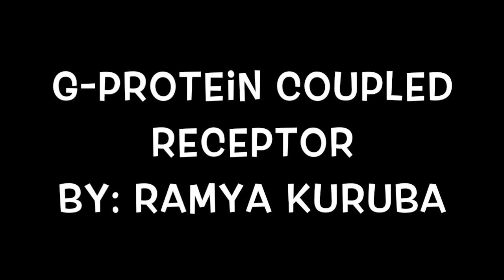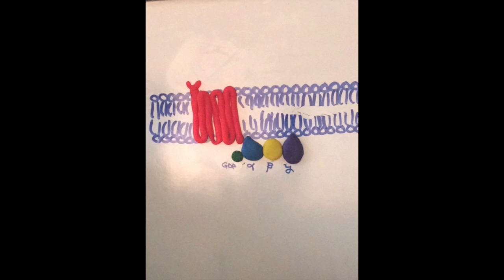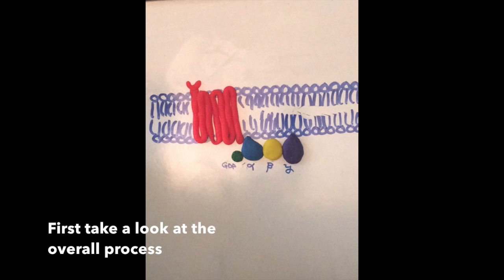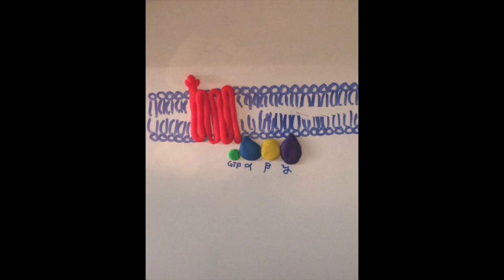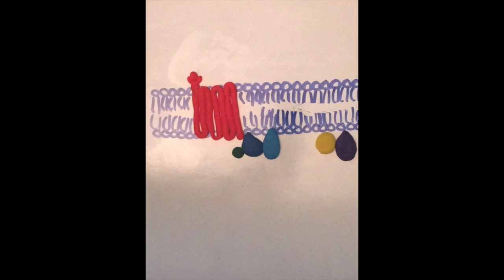Hi, today we're going to take a look at a G protein coupled receptor pathway. First, let's take a look at the overall process in which this occurs. Now, let's look at each individual step.